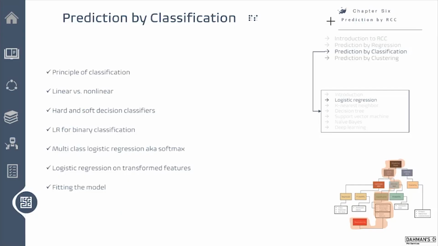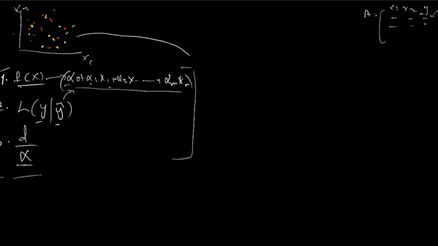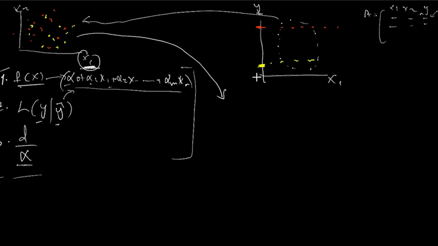Hi, welcome back. So we're in Chapter 6, Prediction by Classification, to discuss the second step, the logistic regression. What we're going to do now is take this problem and reduce the dimension just by taking one variable, say x1, and look at the problem from that perspective. We know that the line is not going to be separable here.